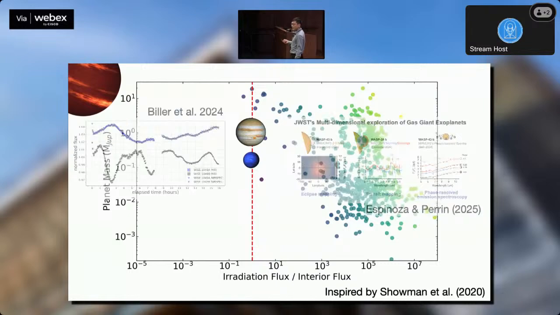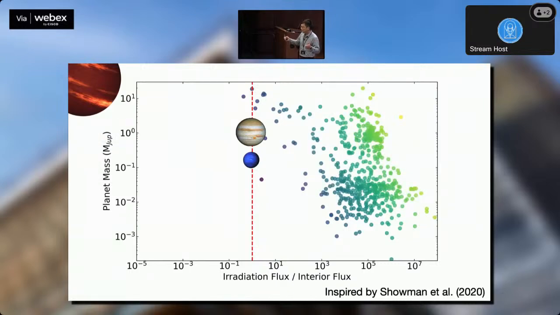And on this axis of irradiation heat versus internal heat, sitting in the middle are our solar system planets. Their irradiation and internal heat are about the same, and we haven't really been able to map planets like that outside of our solar system. And we need to start doing that.